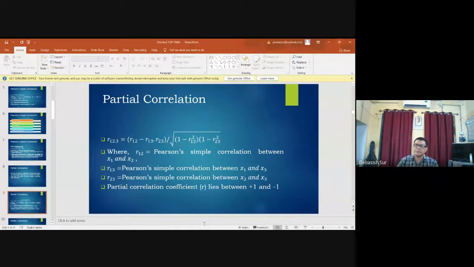Partial correlation also varies between +1 and -1. That means the same interpretation as in the case of simple correlation. The maximum value of partial correlation is +1 and the minimum value is -1. It varies between +1 and -1. That means it may be positive, it may be negative, it may be 0, it may be perfect positive, it may be perfect negative. Okay.